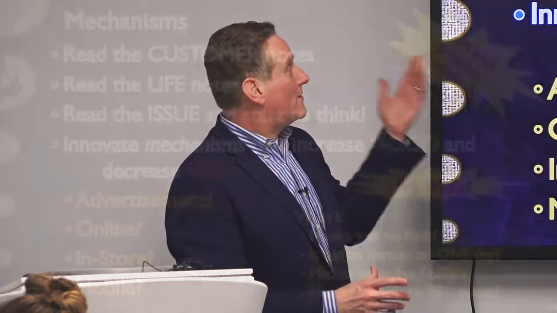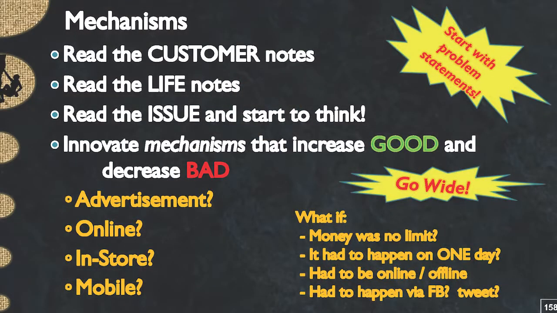You have some great ideas. You've identified lots of problem statements. It's now time to come up with some mechanisms. So you've identified possibilities, now you have to come up with some mechanisms. So again, go back and look at your customer notes again, look at your life notes, think about the issue, think about mechanisms that could increase and decrease the bad.